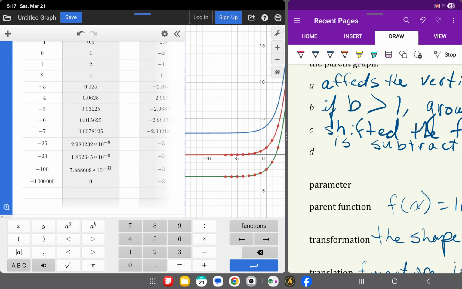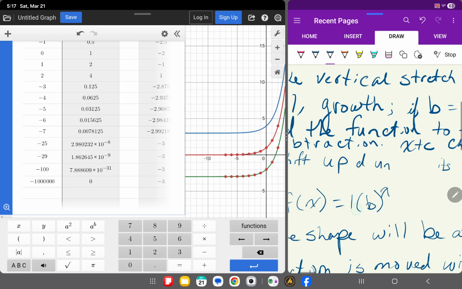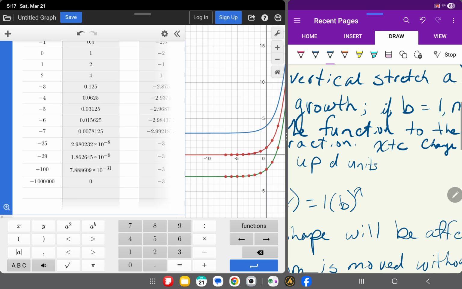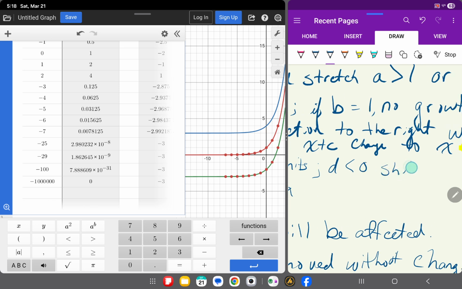So D is going to shift it up and down. When D is greater than 0, it's going to shift it up D units. And similarly, when D is less than 0, so it's a negative number, it will shift it down D units.